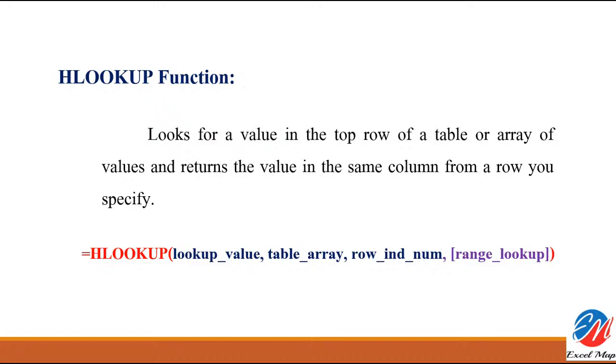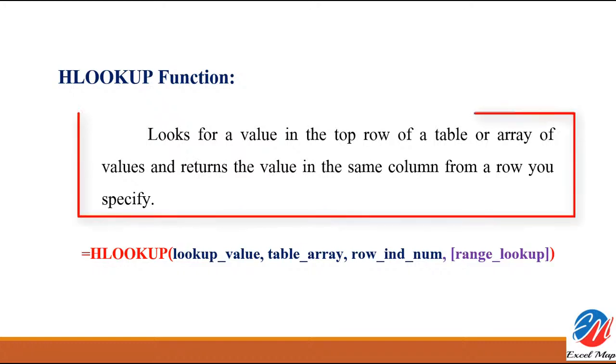It looks for a value in the top row of a table or array of values and returns the value in the same column from a row you specify. Meaning, in VLOOKUP we look for a value in the leftmost column of a table and give the column index number there. And in HLOOKUP we go for the row number. It's called the row index number.